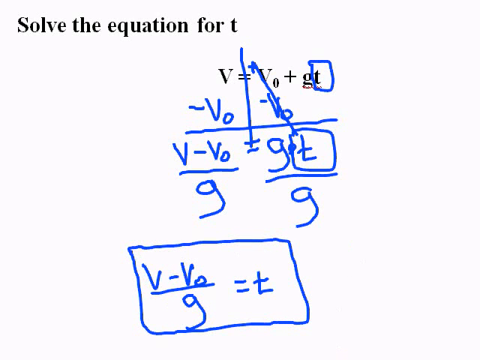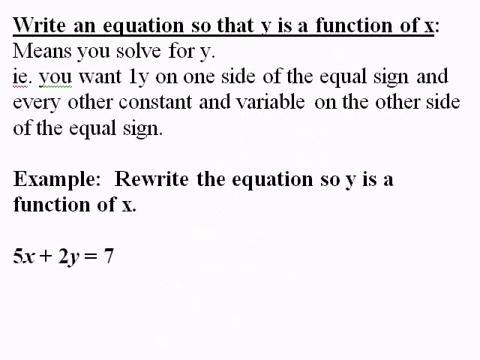Since t is by itself, we've solved the equation for t. We have a little bit more terminology to finish out the video, which is to write an equation so that y is a function of x. This means that you're going to solve for y, or get y by itself on one side of the equal sign, and every constant or variable on the other side of the equal sign.